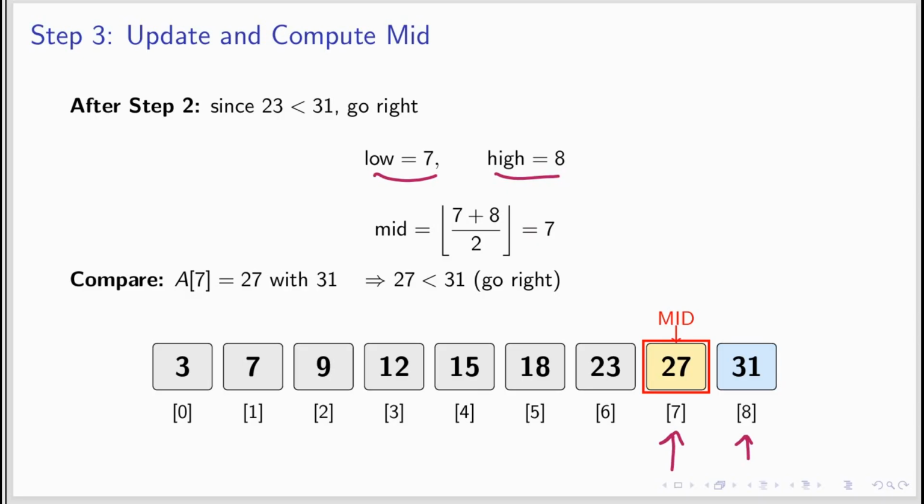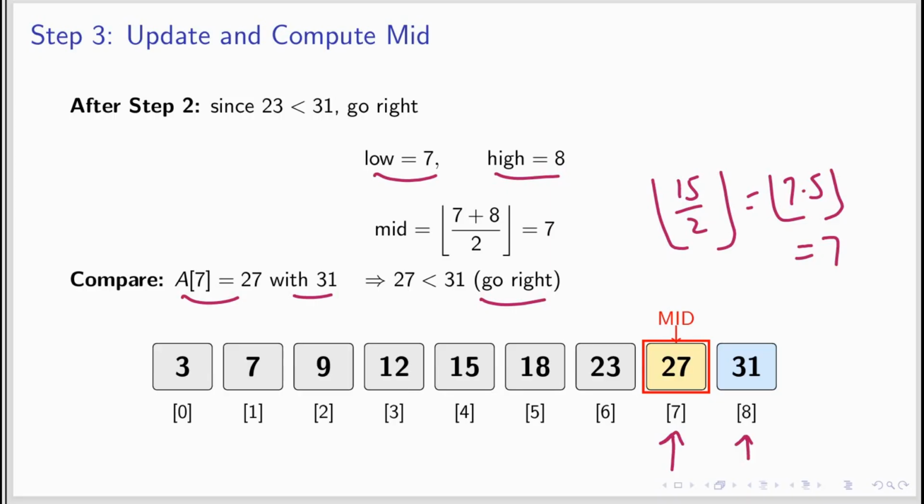7 plus 8, 15 divided by 2. 15 divided by 2, taking the floor, you will get 7.5, but due to floor you will get 7. Index will be on 7. Okay, now they will check that A of 7 equal to 27, meaning the 7th index contains the element 27, and it will compare with 31. They will check that 27 is lesser than 31, then again you will go to the right side.